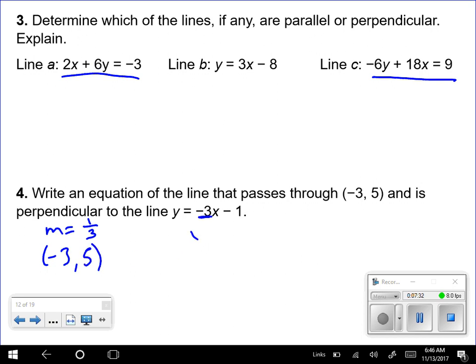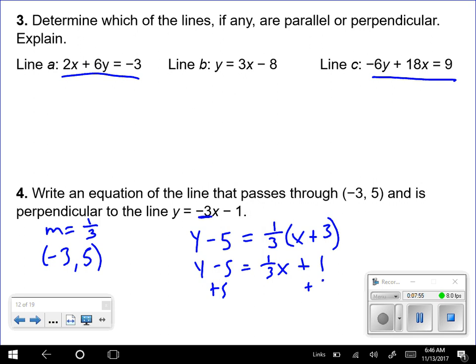And we have our point at 3, 5. So we're going to plug it into y minus y1, or 5, equals our slope times x minus, or plus in this case, a negative 3, so 3. So then we would distribute 1/3 x plus 1, 1/3 times 3 is 1, and then add 5 to both sides. So y equals 1/3 x plus 6.